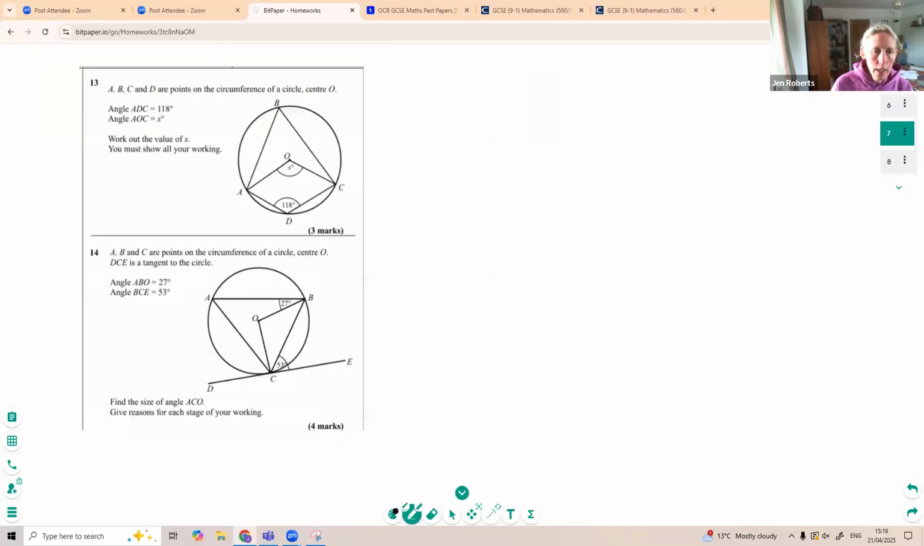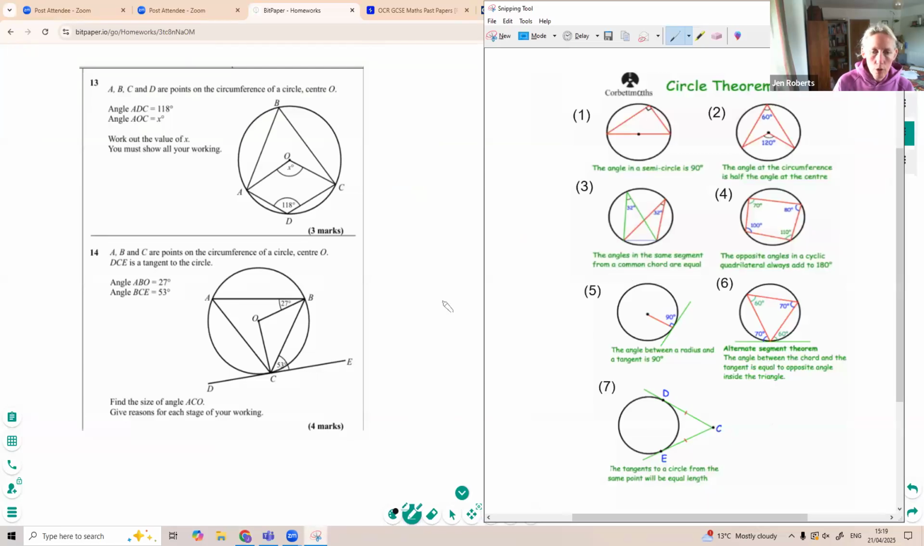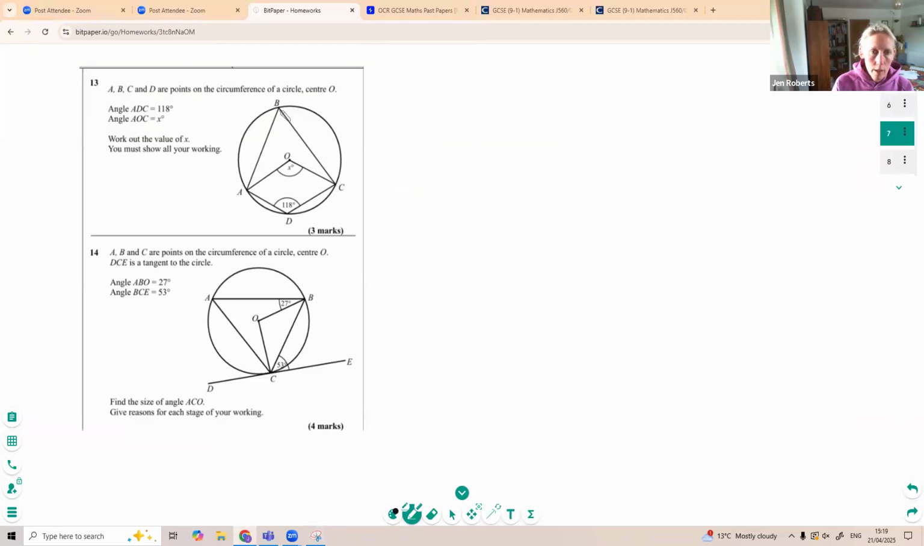Okay, so for this one here, we've got a cyclic quadrilateral. Now, a mistake with this is to think that AOCD is a cyclic quadrilateral. It's not. The four corners have to touch the circumference of your circle. So this one here, and it's just our working, not our reasons: 180, take away 118, which is 62.